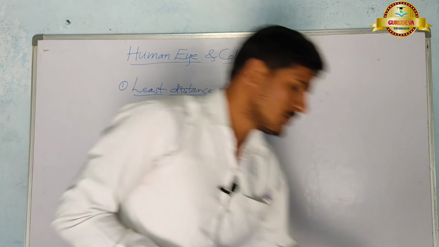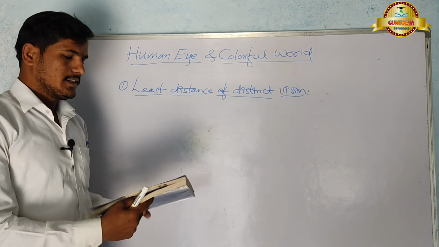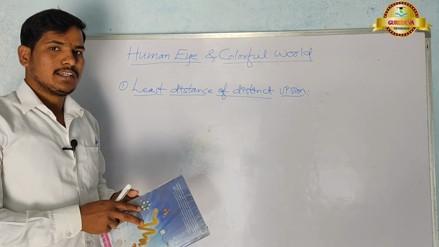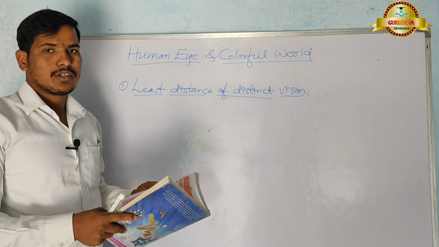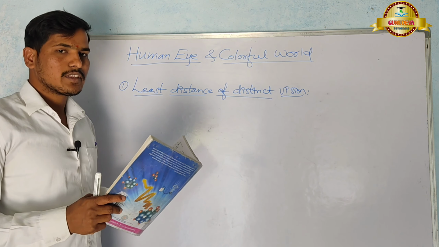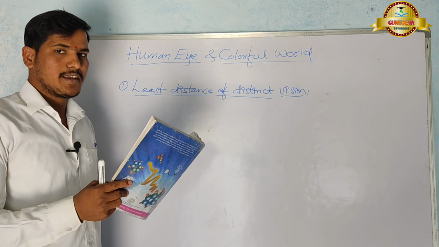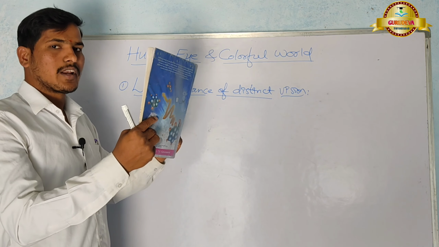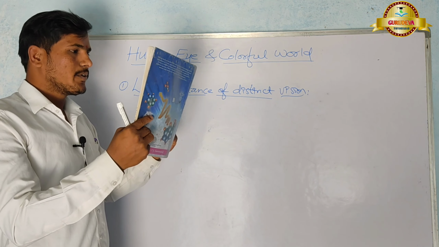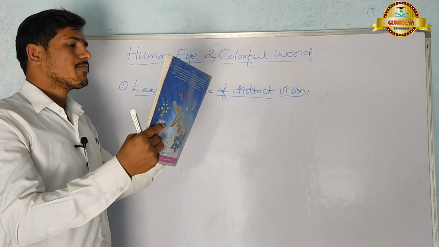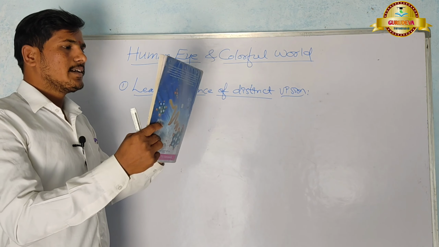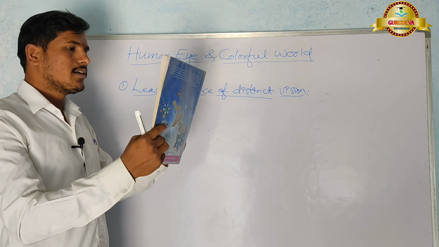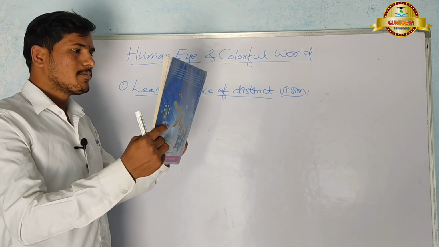Okay, you observe here, this is your textbook. Okay, 10th class physical science textbook. Take a textbook and hold it with your hands in front of your eyes, like this. Now try to read the printed content which is present on the page.